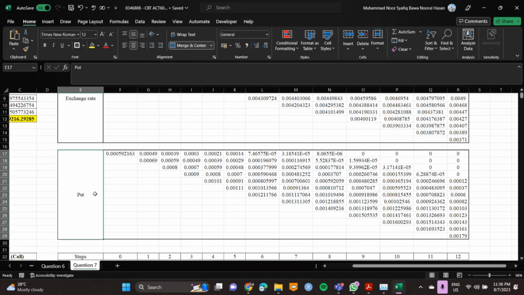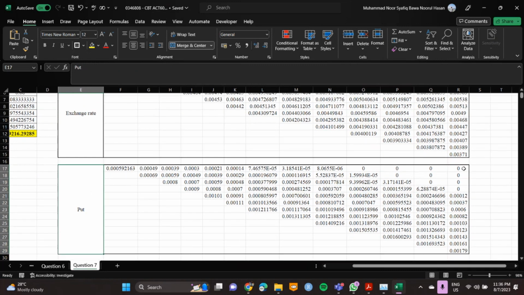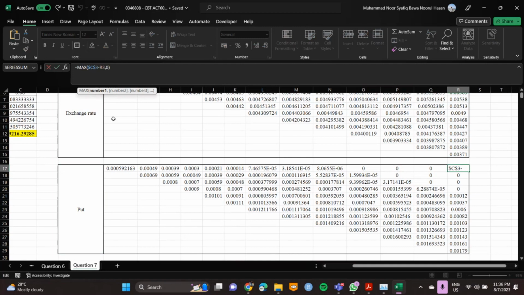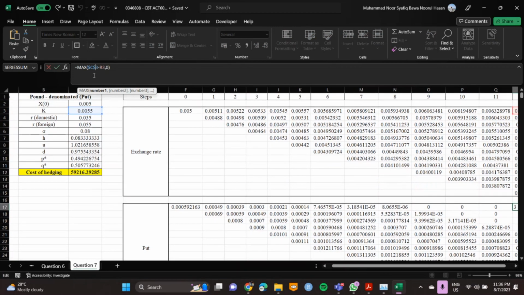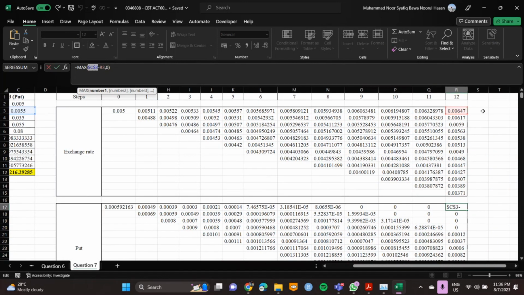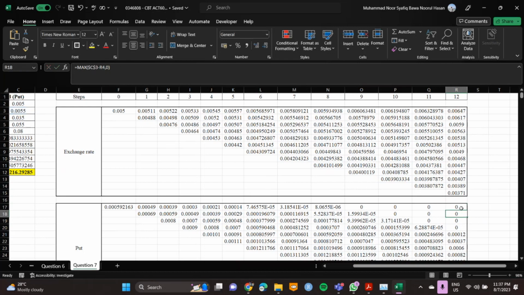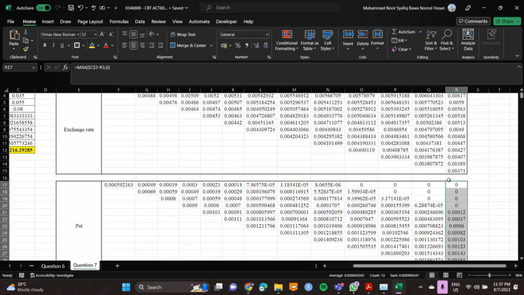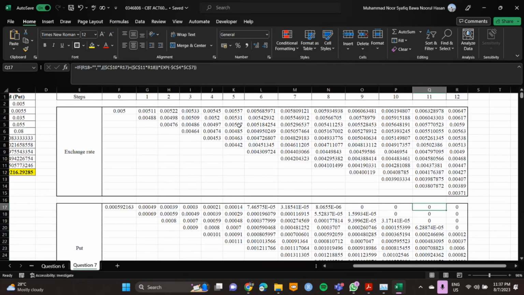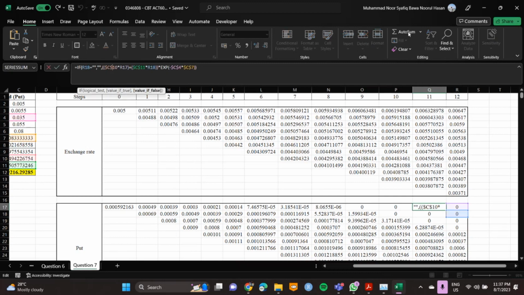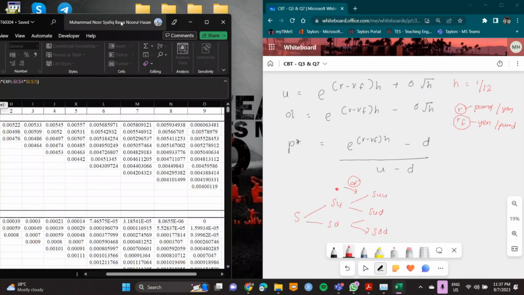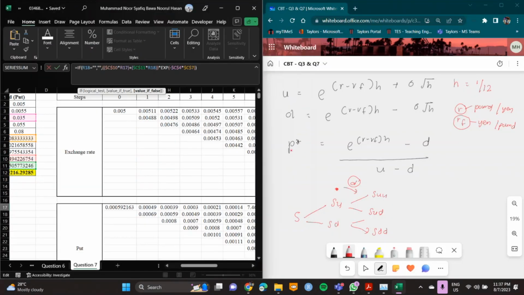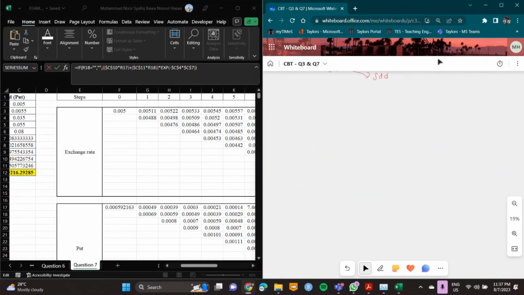And now, since we're going to use the put, we have to do it backwards from period 12. So for put, the maximum is the K minus the stock price at time 12. So either the maximum of them or 0. So if you are getting negative values, your answer will automatically become 0 when you use the maximum function. So this is only for period 12. But from period 11 onwards, we must use this formula.